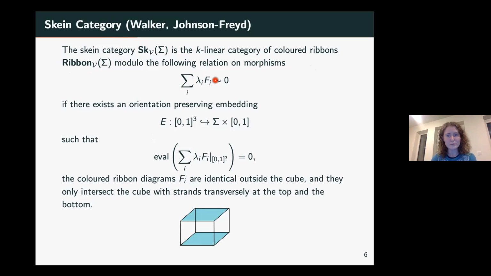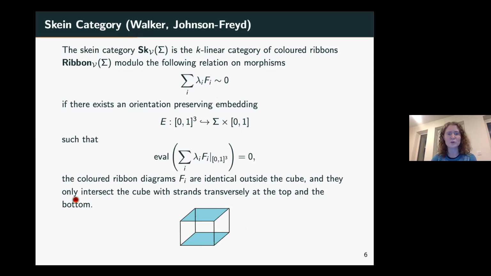So if you take a linear combination of ribbon diagrams up to isotopy, they're equivalent to 0 if you can find a way of embedding a cube into your thickened surface. So take this cube, we embed it into our thickened surface, such that if we use this embedding to evaluate this sum just on the cube part, that's going to evaluate to 0. So the evaluation using this Turaev functor is 0. Outside of the cube, all of these ribbon diagrams are identical.